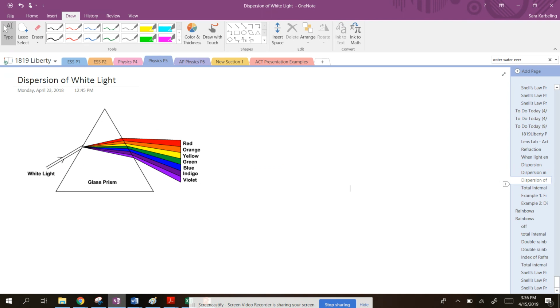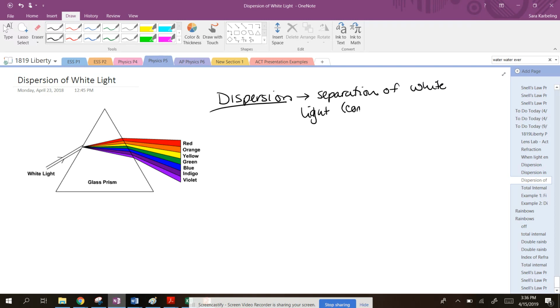So dispersion of light, we're going to go ahead and write this down and define it. Dispersion is the separation of white light, remember, which has all of the colors, into its component colors. And that is the generation of the rainbow.